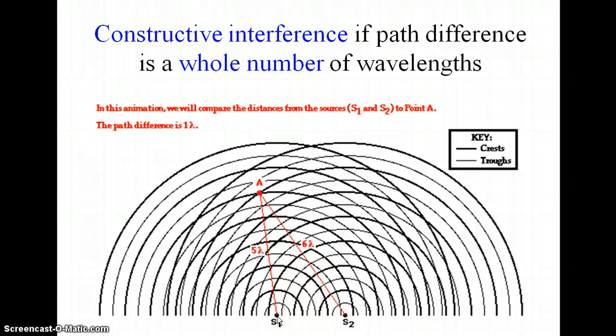Okay, it's going to do it again. So here we are. The distance from S1 to A is 5 wavelengths: 1, 2, 3, 4, 5. The distance from S2, as we've already talked about, is 1, 2, 3, 4, 5, 6 wavelengths. So the path difference is a whole number. We're going to get constructive interference here, and in fact, we're going to get constructive interference there, and there, and there. So all the way along there, we're going to get a fringe of constructive interference.